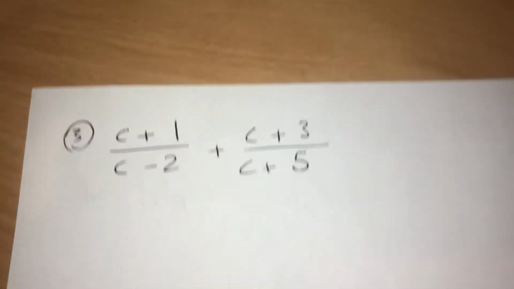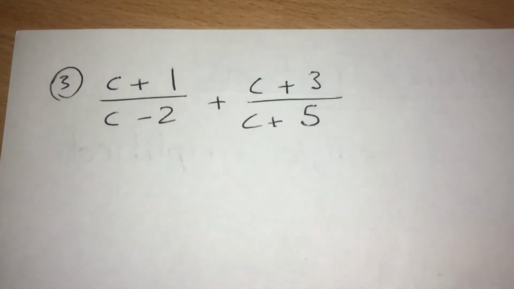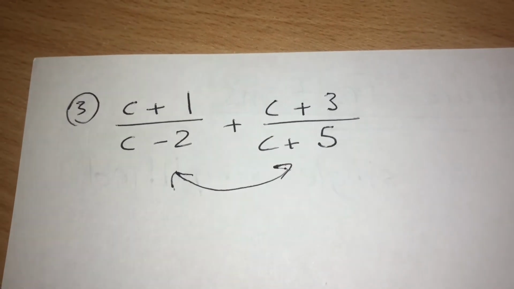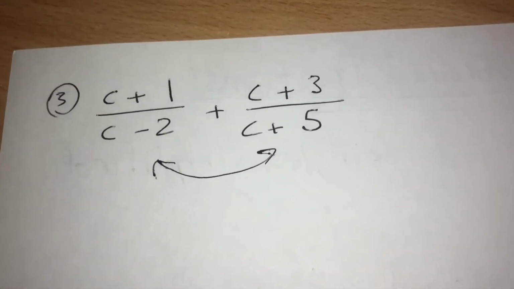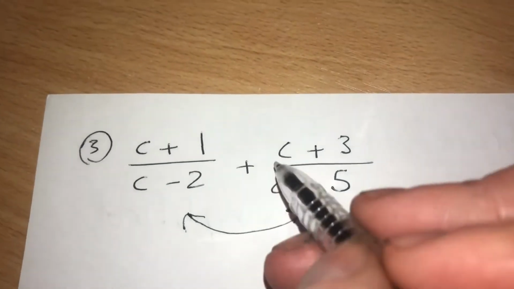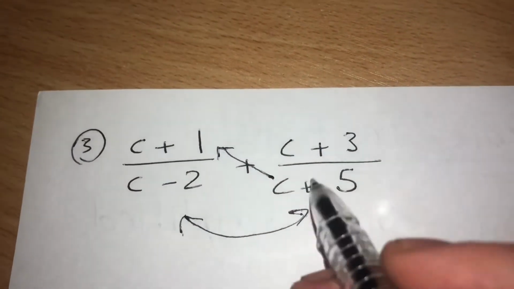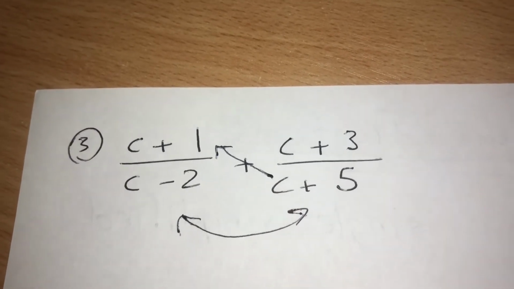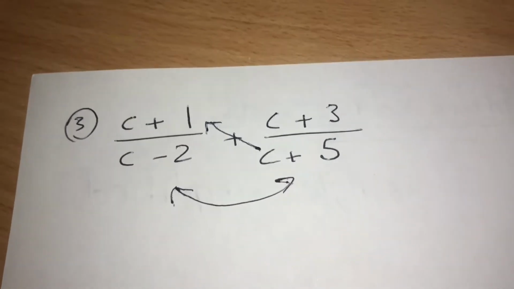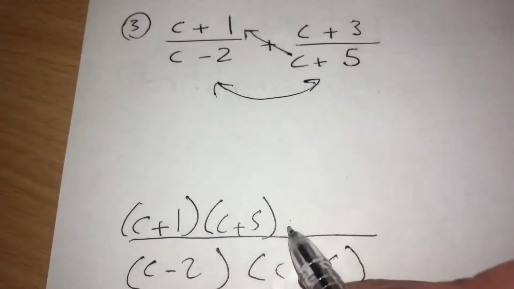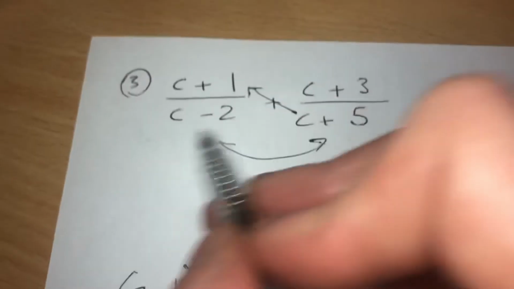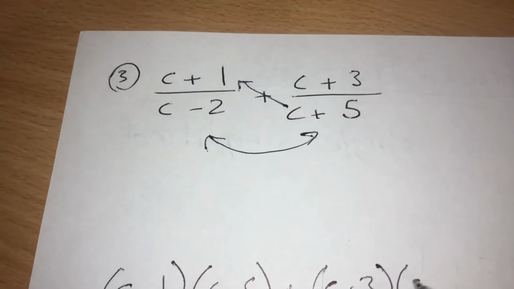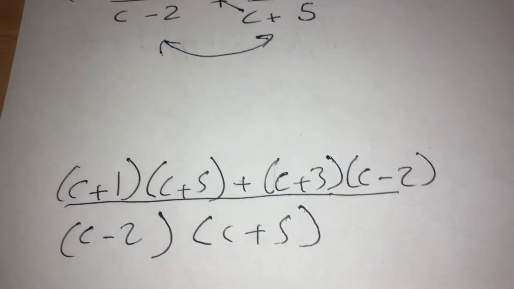Okay. So our third one here is going to be quite a bit of FOIL in this case. All right, so multiply the denominators. So I end up with c minus 2 times c plus 5 on the bottom. Then cross multiply. So I'm multiplying everything here by everything here. So best way of considering that is two brackets. So c plus 1 times c plus 5, just like that. And that's where we're going to use FOIL to multiply out. Plus this denominator by this numerator, so same again, we're doing c plus 3 times c minus 2. It doesn't matter what order you write the brackets in, you're going to multiply them out anyway.